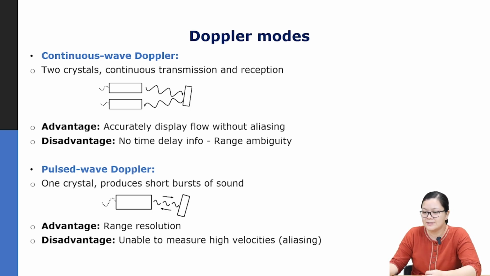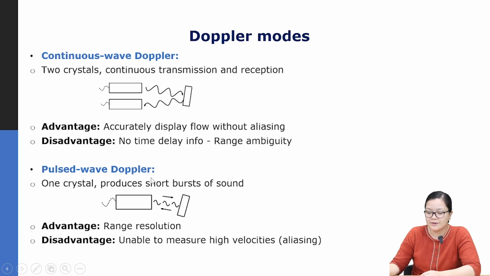The disadvantage is that because you're continuously transmitting and receiving the signal, there's no time delay information, so you won't be able to tell exactly at what depth the signal is coming from. So there could be some range ambiguity artifacts that can happen.